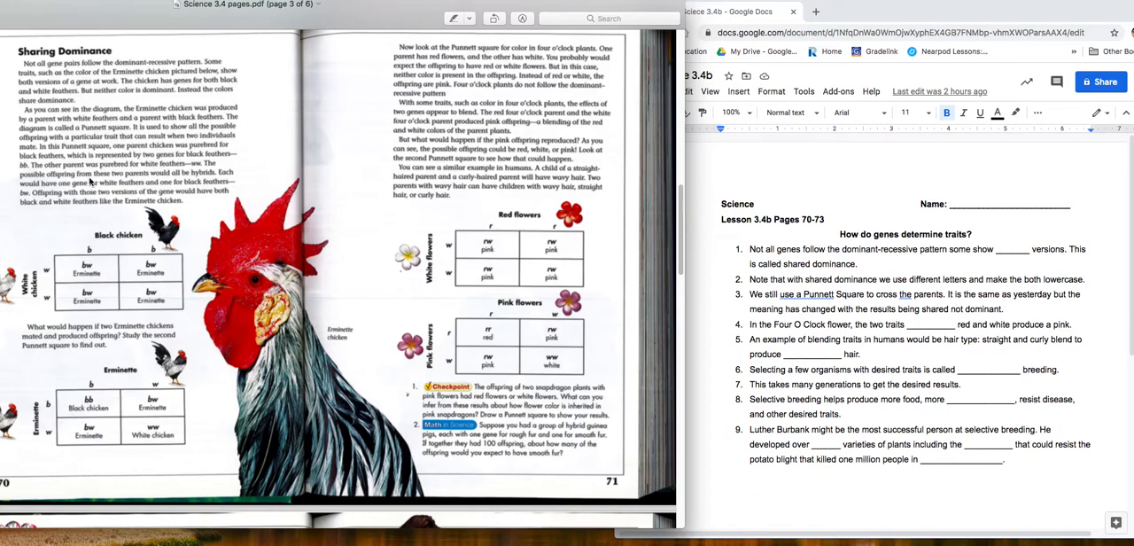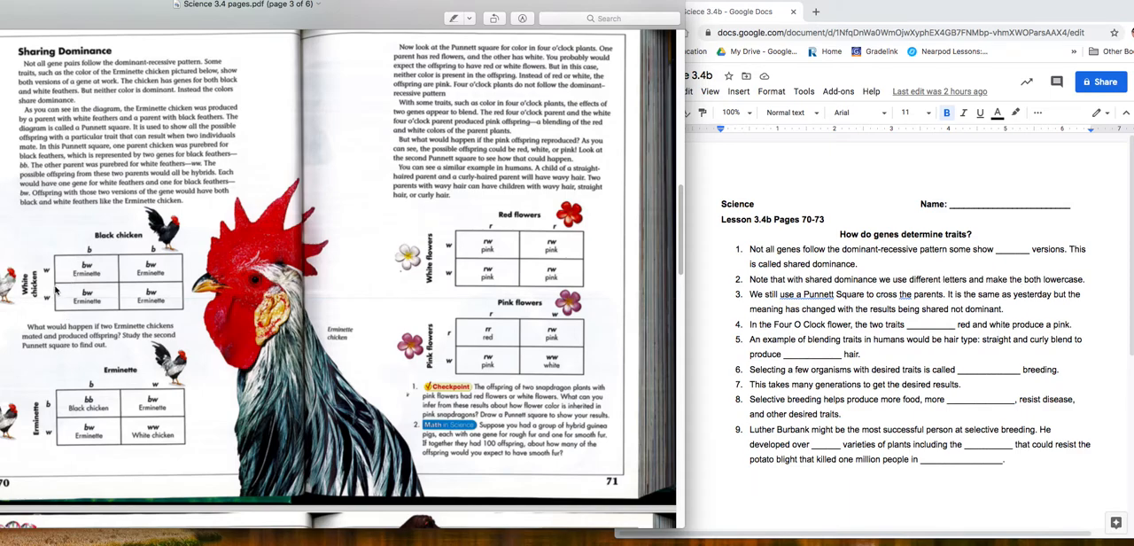The possible offspring from these 2 parents would all be hybrids. Each would have 1 gene for white feathers and 1 for black feathers, which would be the b and the W. Offspring with these 2 versions of the gene would have both black and white feathers like the Erminette chicken. So guys, back over here to your notes, I just put some things in. Note the difference between yesterday and today. When we're working with shared dominance today, we're using different letters and they're both lowercase.